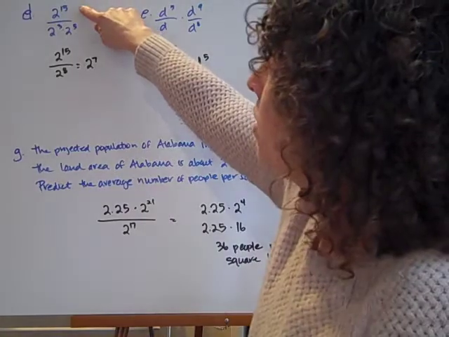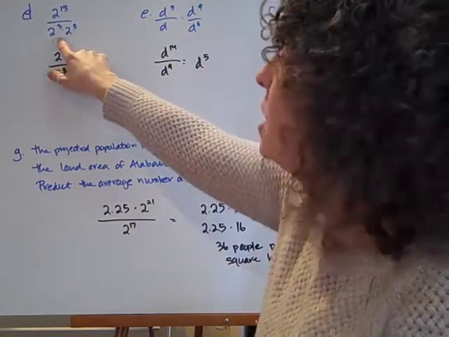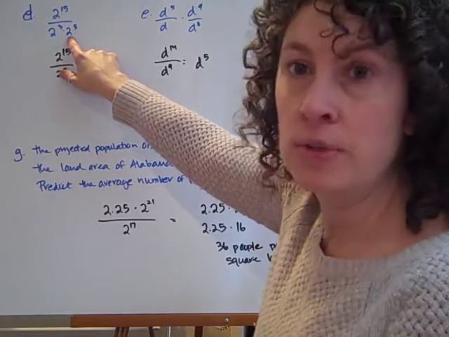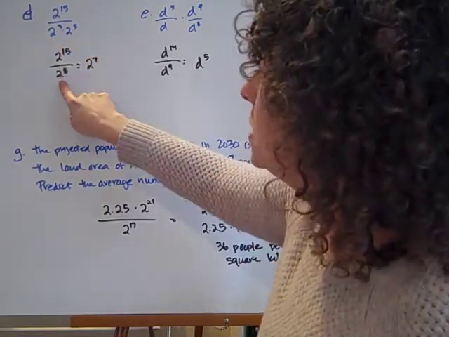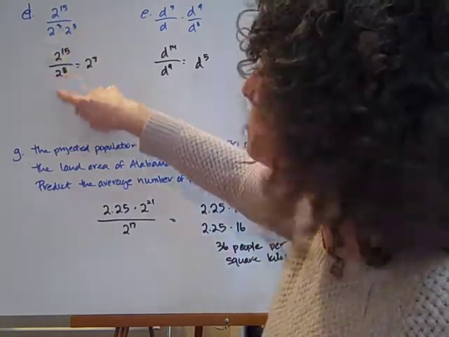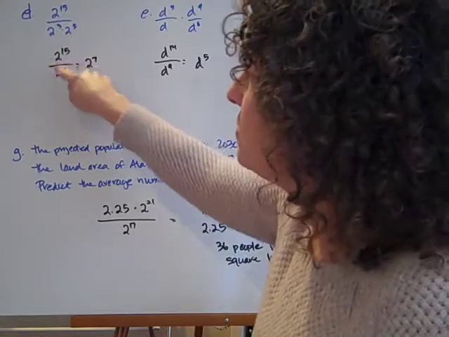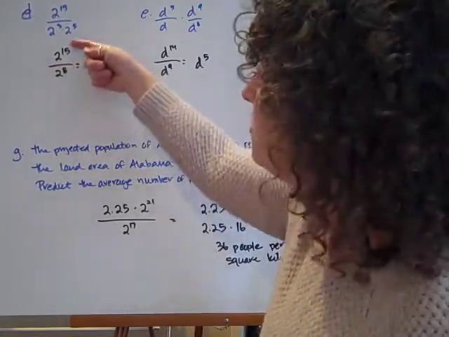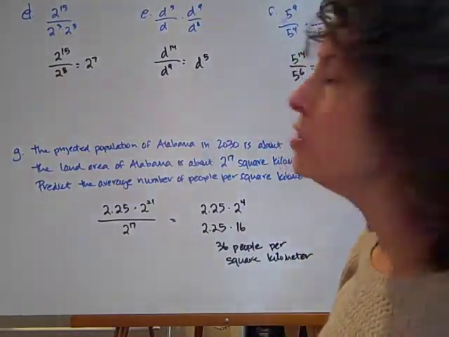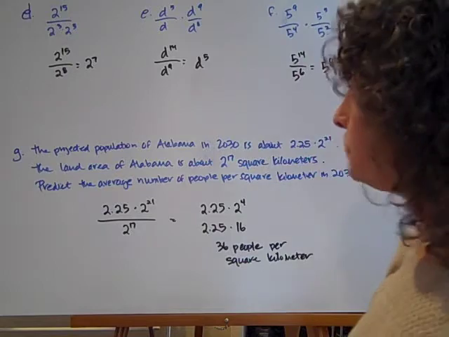So I have 2 to the 5th power over 2 to the 3rd times 2 to the 5th. So in my denominator here, since they have the same base, I can multiply them by keeping the base and adding the exponents. So I'm going to keep the 2, and I'm going to add the exponents. 3 plus 5 gives me 8. So I have 2 to the 15th over 2 to the 8. Here they have the same base, so I can keep the base in the numerator and subtract the exponents. So 15 minus 8 gives me 7. So I have 2 to the 7th power for the simplified version of that expression.